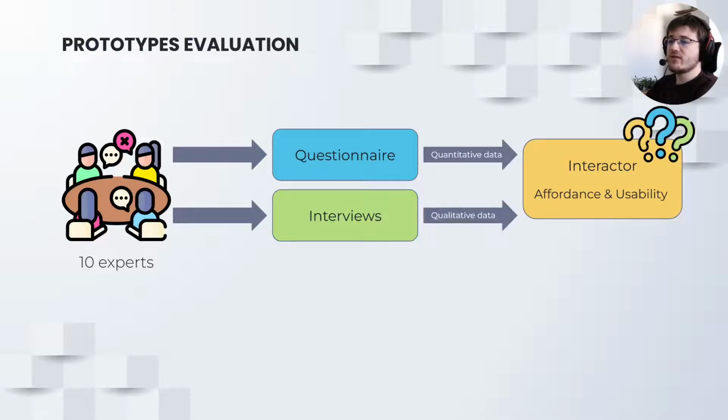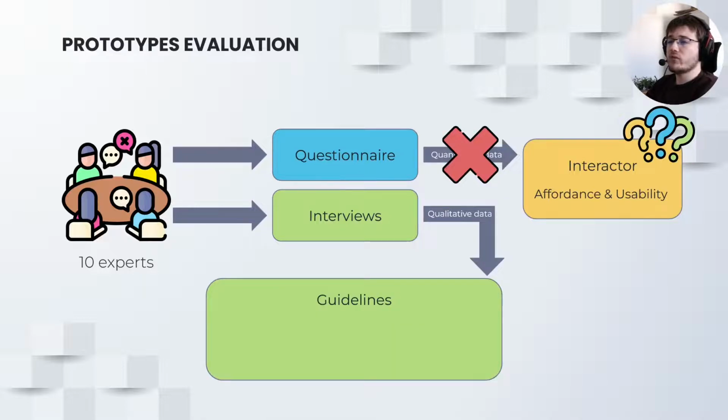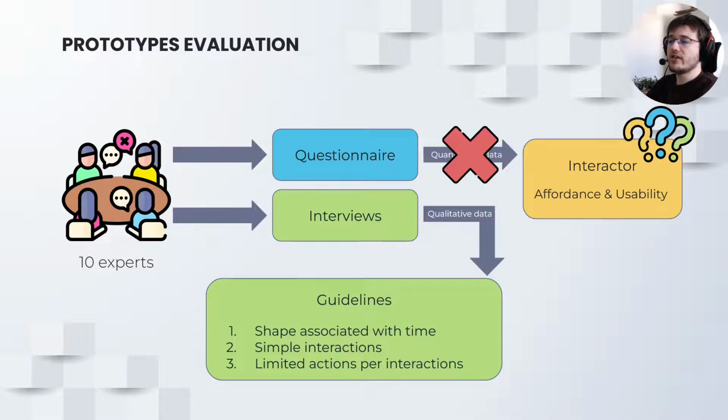The quantitative evaluation did not show any significant differences between the prototypes. However, we were able to draw 3 guidelines from the interviews. First, the shape of the interactor should be linked with time. Second, the interactions should remain simple. And third, each interaction should be associated with few actions and functionalities.